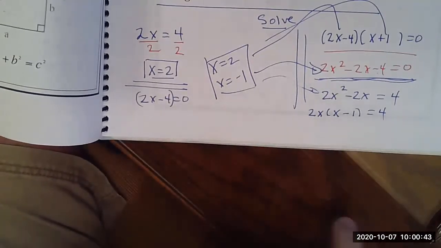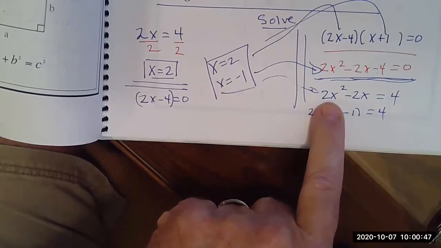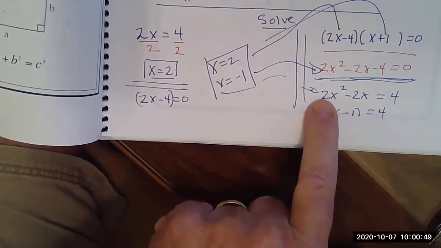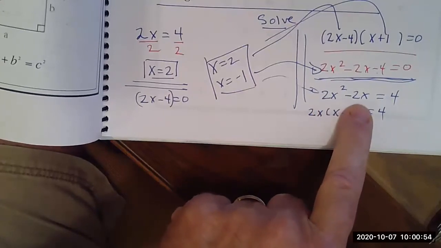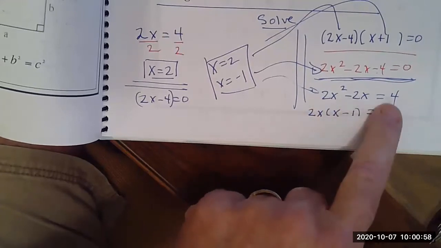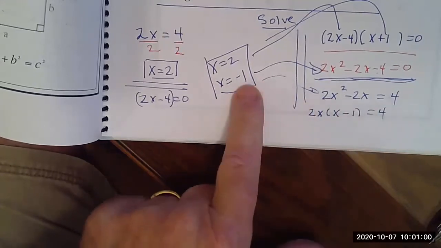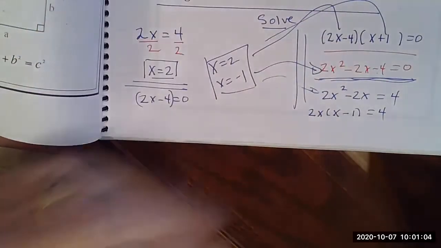Try the -1, for instance. -1 squared is +1 times 2. Okay, so you've got +2 there. -2 times -1 is +2. So I got +2, +2 is +4. That works.